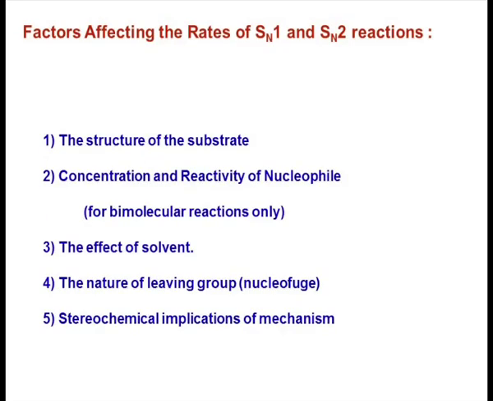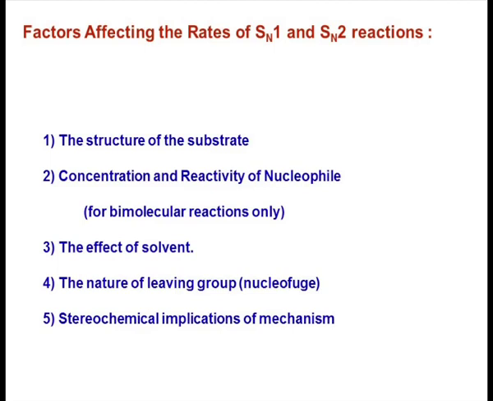What are the factors which affect the rates of SN1 and SN2 reactions? The structure of the substrate. We found that a methyl halide undergoes SN2, tertiary butyl halide undergoes SN1, then what happens to the in between substrates? Concentration and reactivity of nucleophiles are also very important, especially for SN2 type reactions. For bimolecular reactions only, the effect of solvent is also a determining factor, some protic solvent, some aprotic solvent, that also changes the reaction rate tremendously.